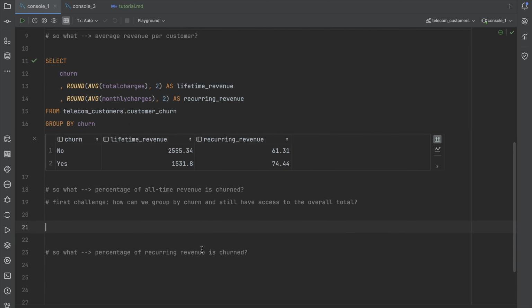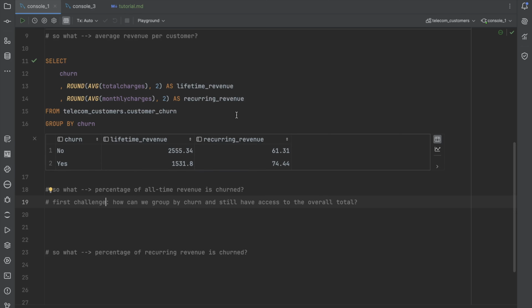So in order for us to even begin getting to percentages, we hit this first challenge. Right now we're grouping by whether people churned or didn't churn. But in order for us to get to a percentage of, let's say, my total percentage of recurring revenue that I lost to churned customers, I need to know what the total is for people who did churn and people who did not churn. And how am I going to get the total if I'm already chopping my data up into two rows, right?